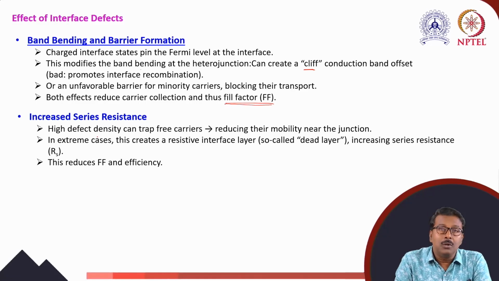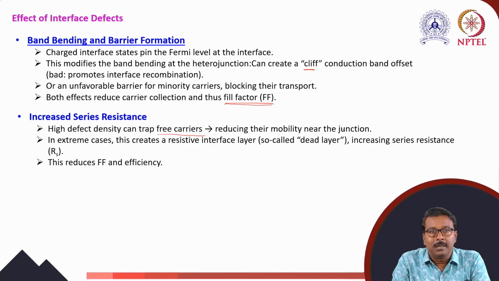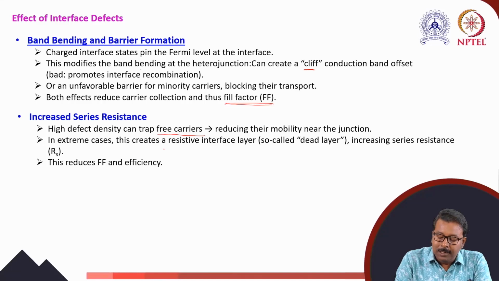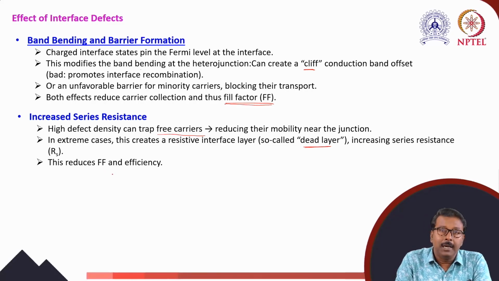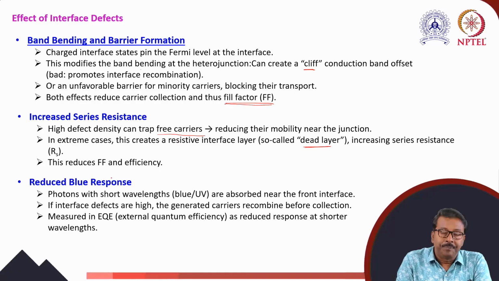Series resistance also will be increased because high defect density can trap the free carriers, and this basically reduces the mobility near the junction. So in extreme cases, a resistive interface layer, the so-called dead layer, is sometimes created at the interface, which increases the series resistance, and if series resistance is increased, obviously the fill factor will be low. So this reduces the fill factor and hence the efficiency.